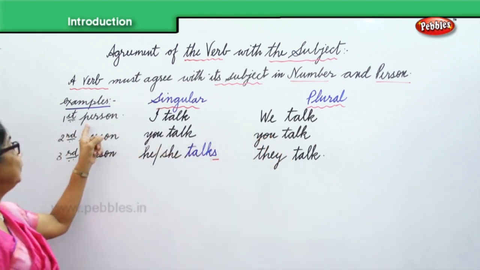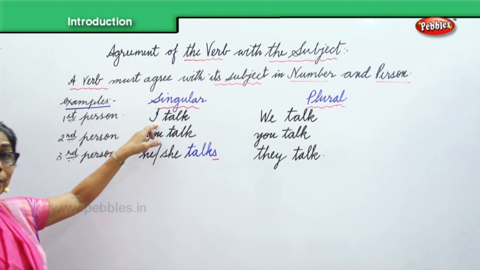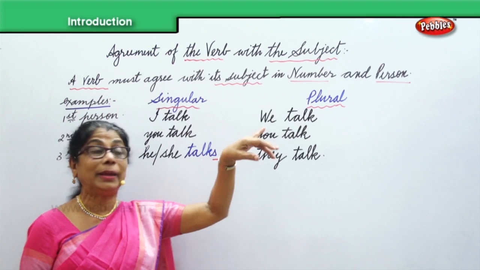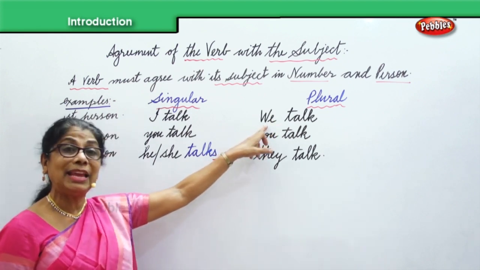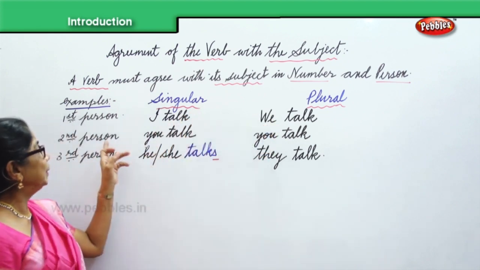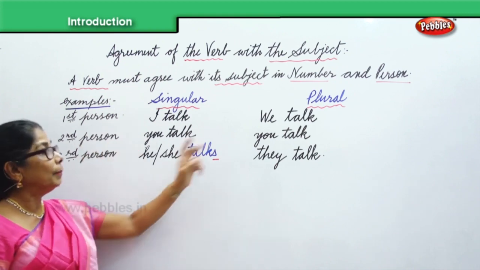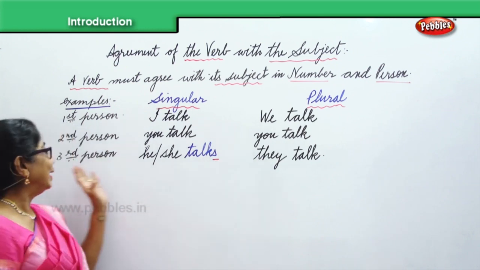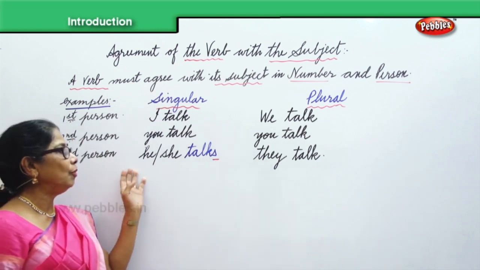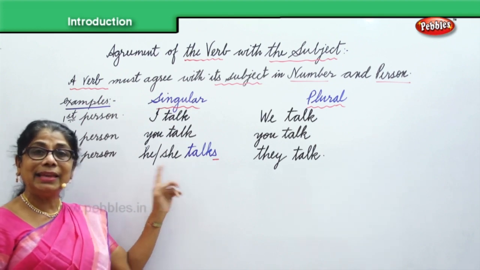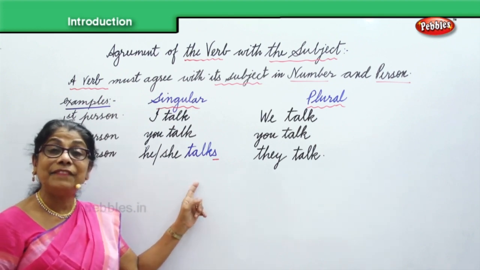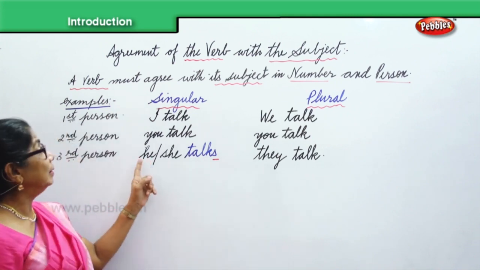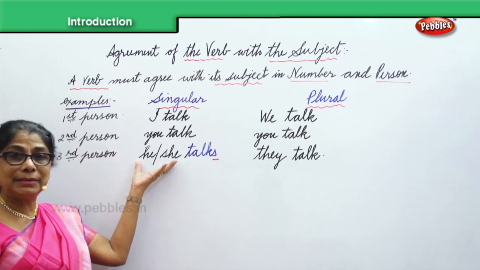Okay? So in the first person you have I talk. In writing, you have to be careful. Then in plural, we say we talk. In the second person, we say you talk, and the same in the plural, you talk. In the third person, whether it is he or she, we say he talks or she talks. Here the verb changes.